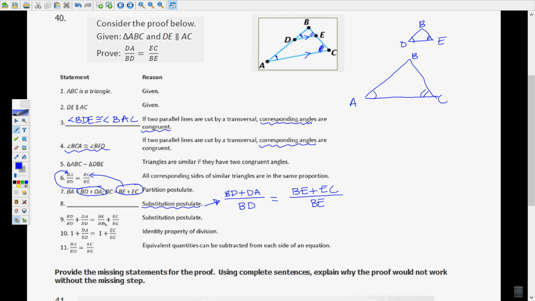So that's your substitution here. And you know that because if you look at the next step, you've got BD over BD, so you're separating this out, DA over BD, BE over BE, EC over BE. Now BD over itself is just 1. Anything over itself is 1. BE over itself is just 1. And then if you subtract 1 from each side, you get DA over BD equals EC over BE. It's like magic. We're doing a couple of these that are kind of like magic today. And that gives you what they're asking for. Prove that DA over BD equals EC over BE. So voila, there it is. Equivalent quantities can be subtracted from each side of an equation.